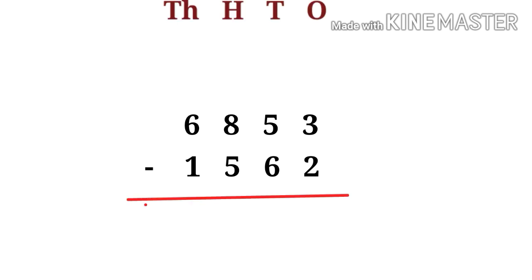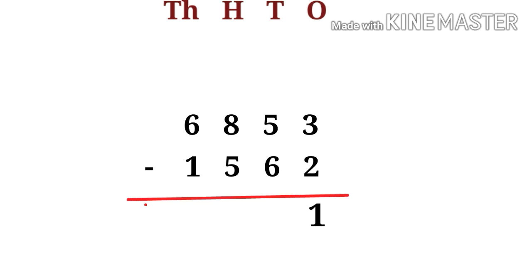853 minus 1562. So, first subtract one's place digits, that is 3 minus 2, that is equal to 1. Next, subtract tens place digits, that is 5 minus 6. See children, 5 is lesser than 6.